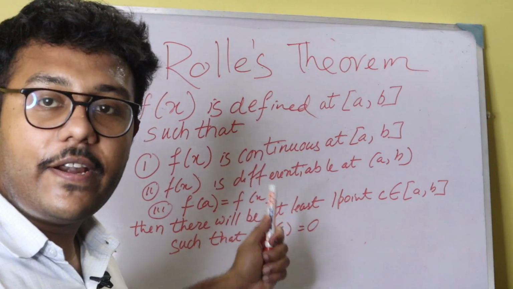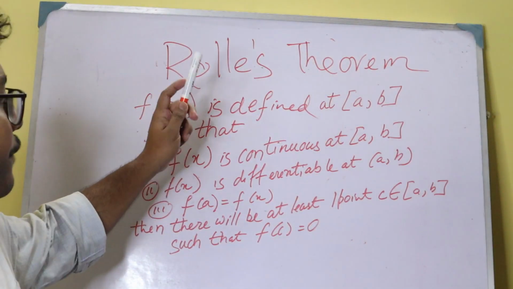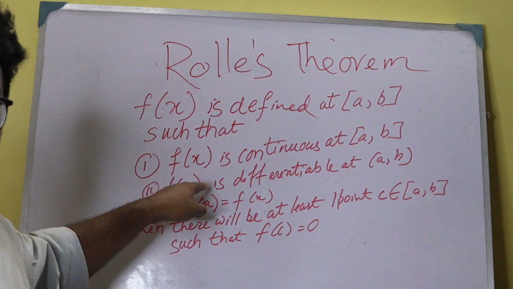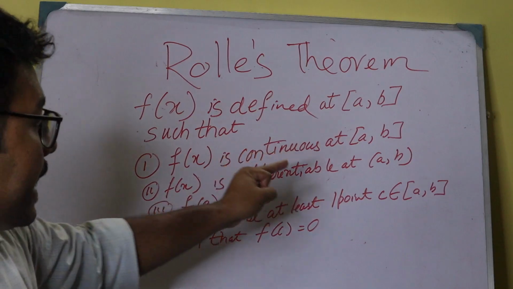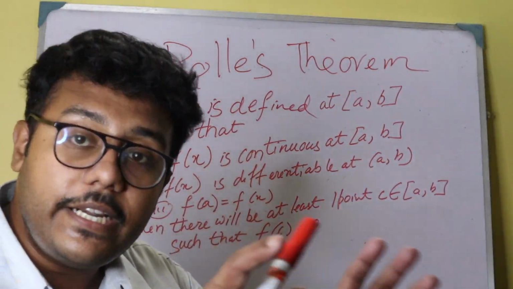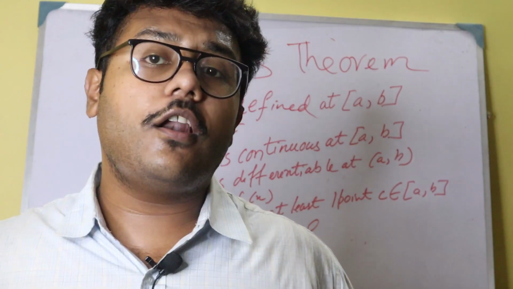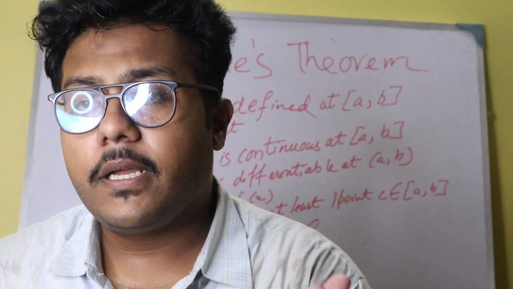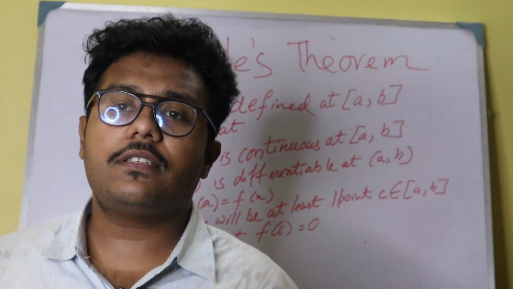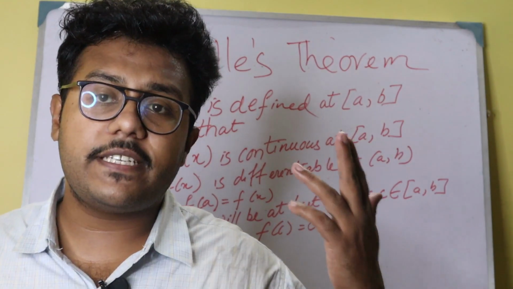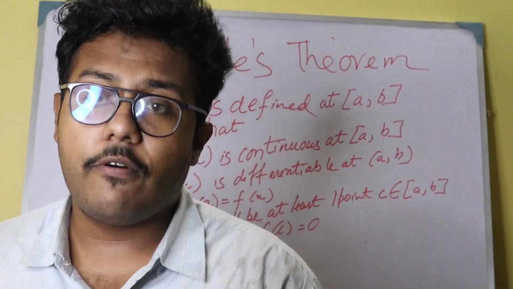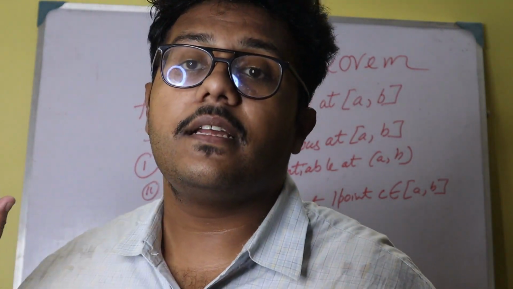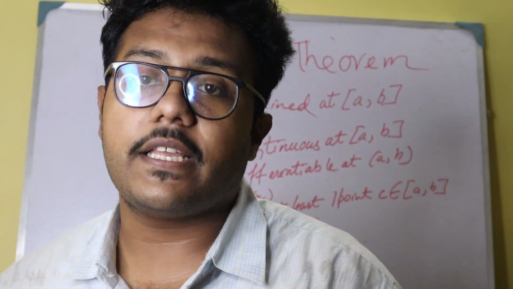See here what I have written: if a function f(x) is defined on a closed interval [a, b] such that f(x) is continuous on the closed interval [a, b]. I hope all of you know what continuity is. I hope everybody knows the concept of continuity and differentiability, because in our school days in standard 11 or 12 we all learned when a function is differentiable and when a function is continuous.